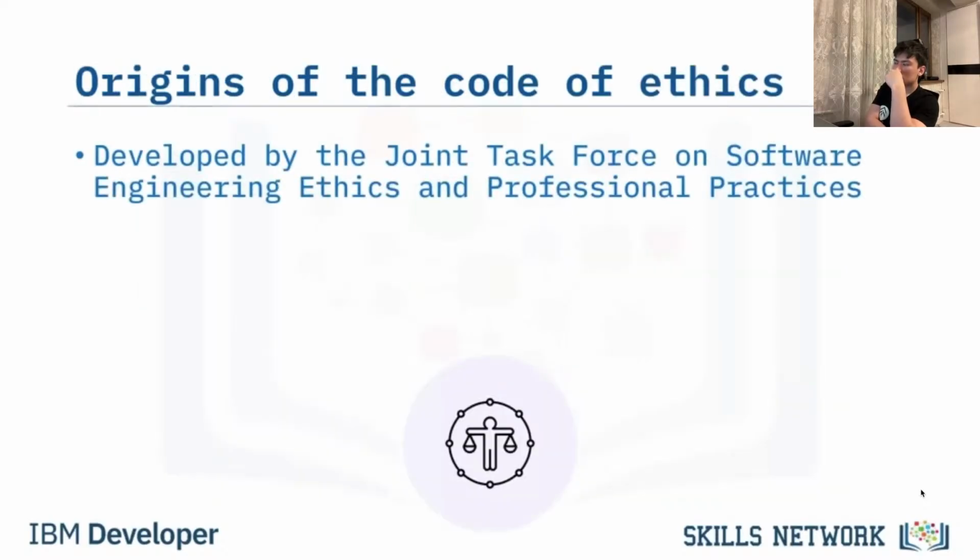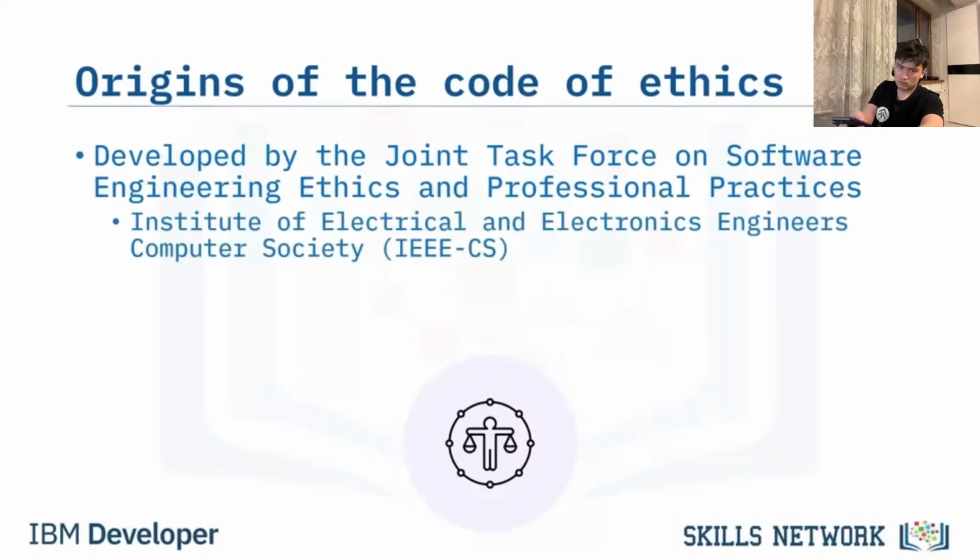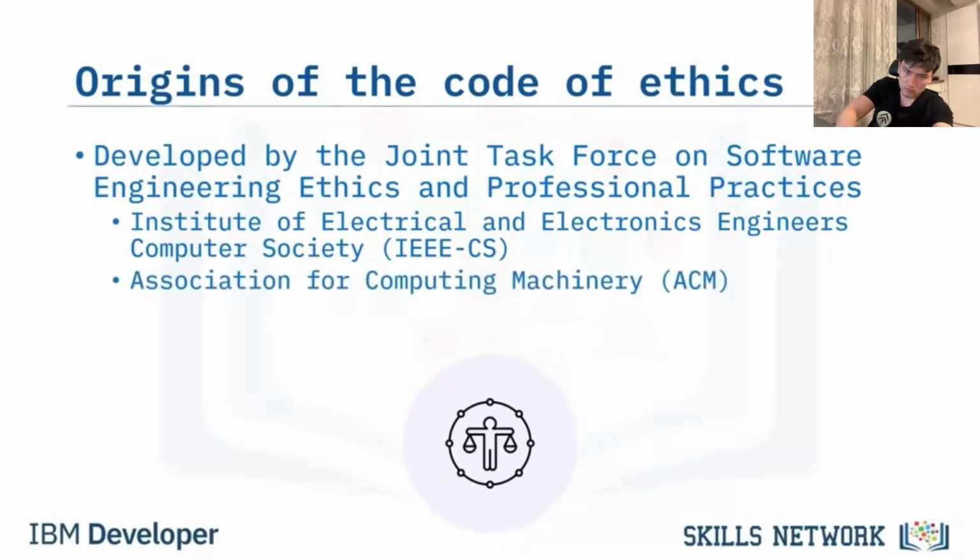The Joint Task Force on Software Engineering Ethics and Professional Practices developed a code of ethics outlining their goals and standards for software engineers engaged in the design and creation of software. The task force was formed by the Institute of Electrical and Electronics Engineers Computer Society, or IEEE-CS, and the Association for Computer Machinery, or ACM, in order to recognize the prominence of computing in global commerce, government, and society.